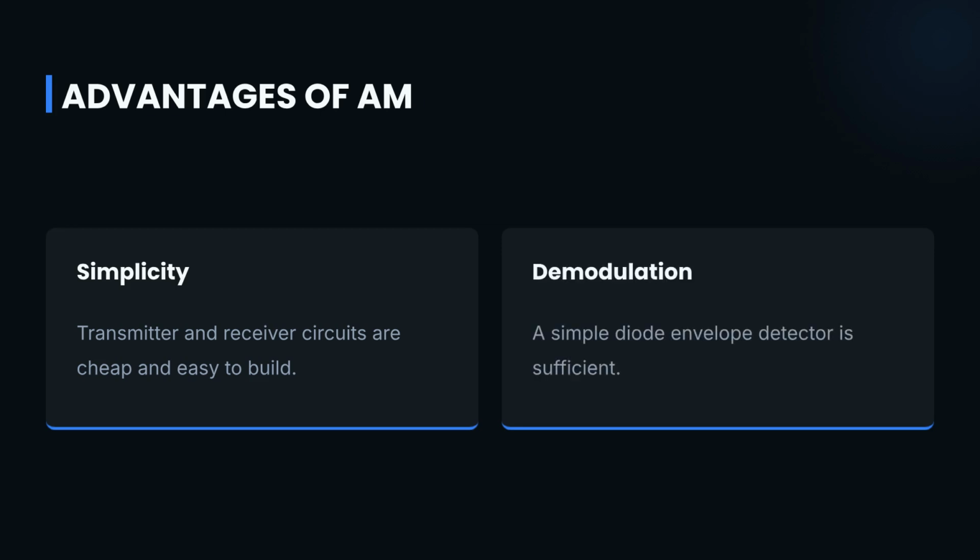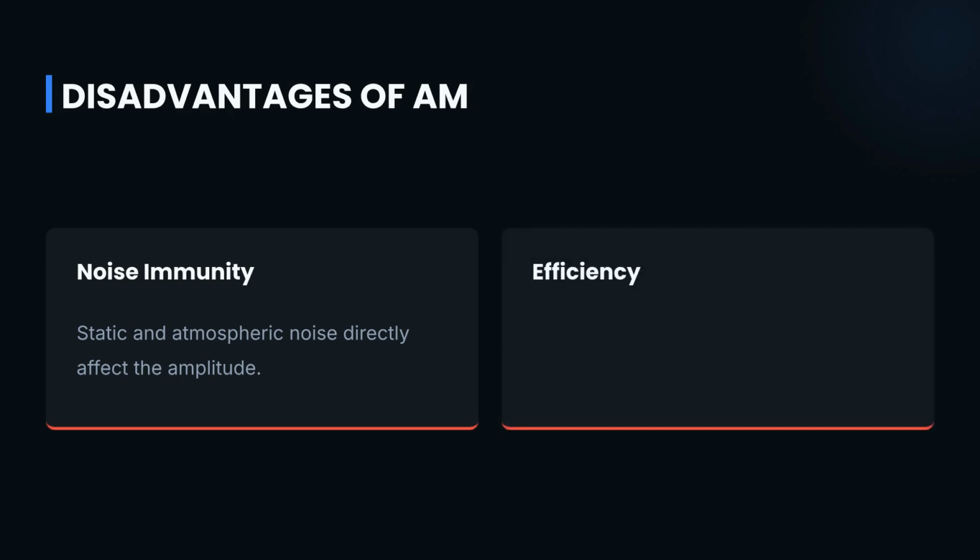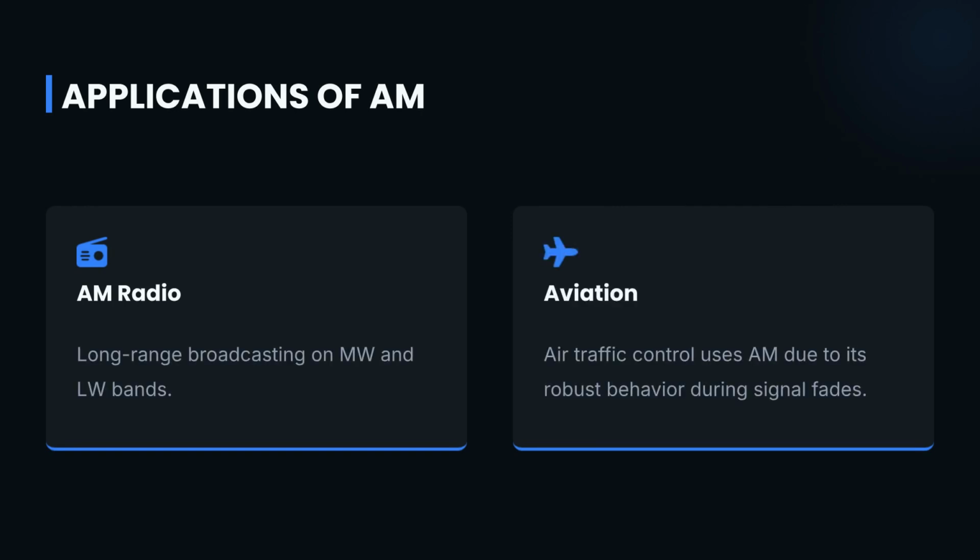Additionally, demodulation is simple, often requiring only a diode envelope detector. Disadvantages of AM include low noise immunity, as static and atmospheric noise directly affect the amplitude. Furthermore, efficiency is low, as most power is in the redundant carrier. AM is commonly applied in AM radio for long-range broadcasting on MW and LW bands. Aviation uses AM for air traffic control due to its robust behavior during signal fades.